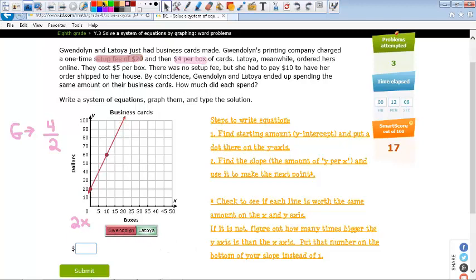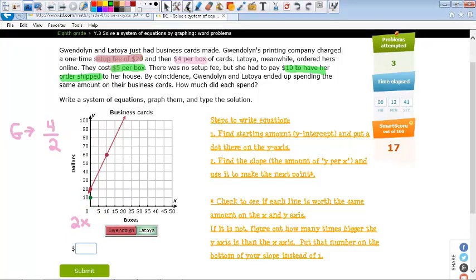Okay, let's look at LaToya's information. LaToya has to pay $5 per box. And there is no setup fee, but she had to pay $10 for shipping, which is a one-time automatic price. So our slope would be $5 per box. Our y-intercept would be 10. And LaToya is going to start out here.